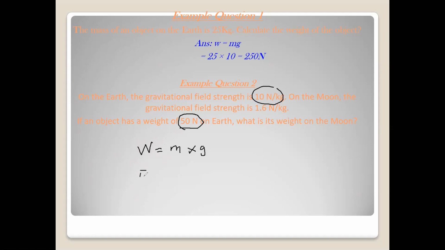So weight is equal to 50. Mass we don't know and the gravity is 10. So gravity is multiplied, on the other side it will be divided. So 50 divided by 10, which is equal to 5 Newton, or 5 kilograms, sorry. So mass is 5 kilogram. After knowing the mass, again use the same formula. Weight is equal to mass multiplied by gravity.